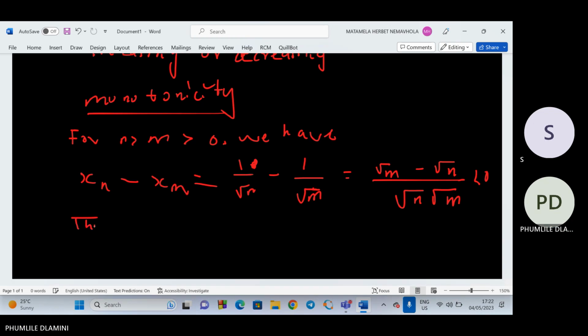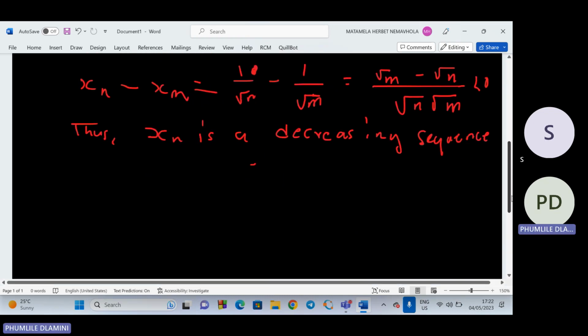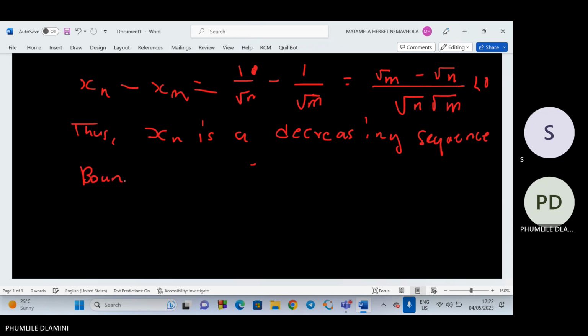Thus, because this is less than 0, xn is a decreasing sequence. So now we know that it's a decreasing sequence. Now we also have to check the boundedness.